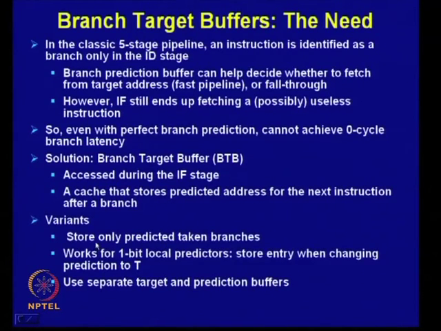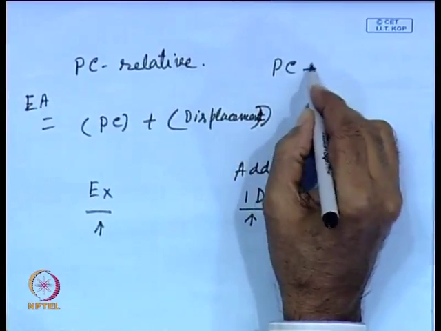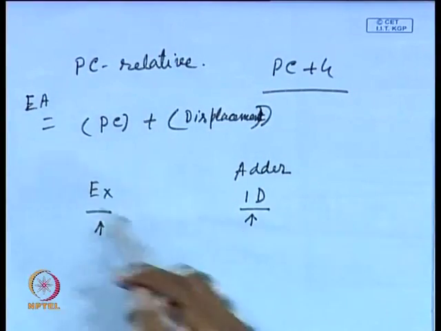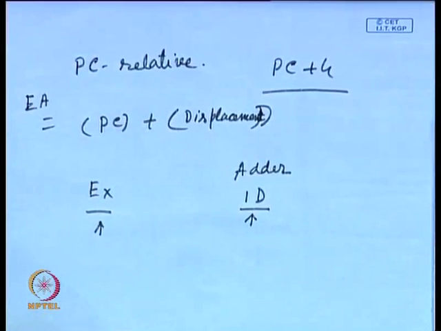Now, there are some variants. You can store only the predicted taken branches. A branch may be taken or not taken. It is not really necessary to store the address when the branch is not taken, because in that case your address is already known, that is PC+4. Only when the branch is taken do you have to calculate the address this way, if you use PC relative addressing, which is used in the context of branch addresses.